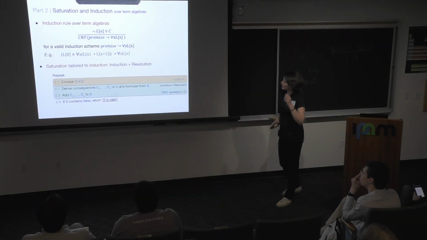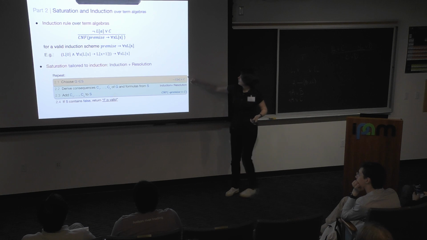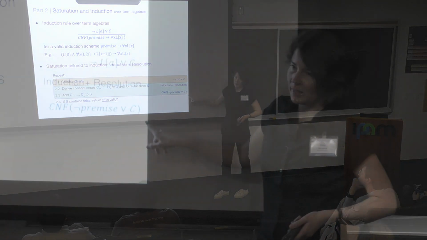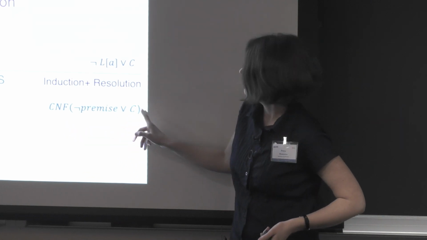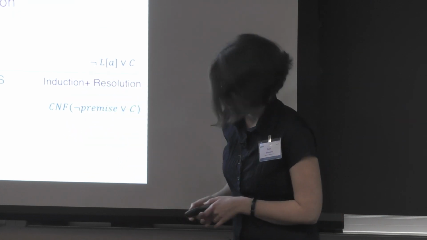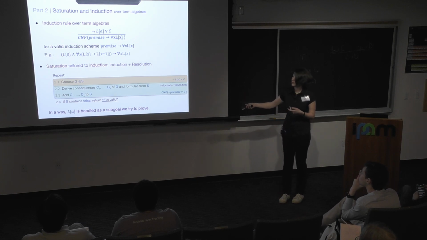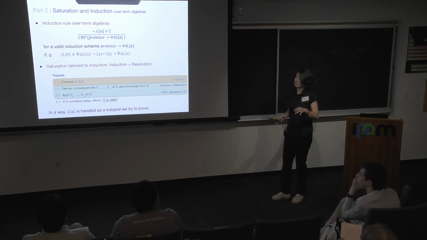So this means that if we do this, then the clause that was chosen originally, the premise, is the same. But here in step 2.2, we apply both induction and then resolution, and then we add to the search space the result of both induction and resolution. In this way, the LA is actually handled as a subgoal that we're trying to prove, because we immediately get around to resolving that away.